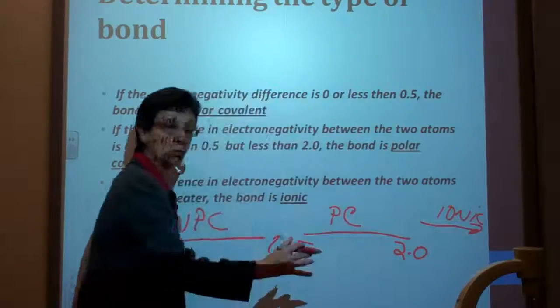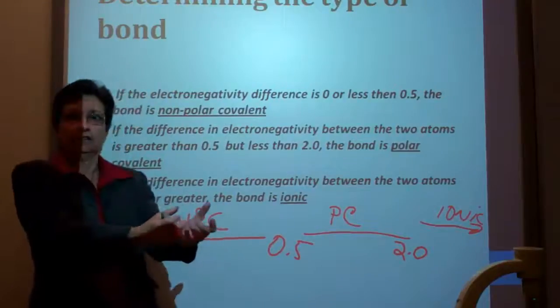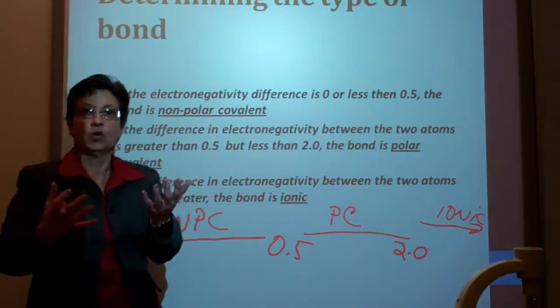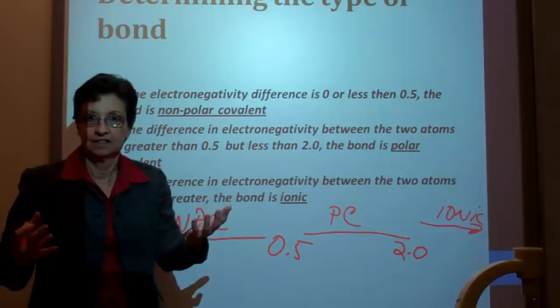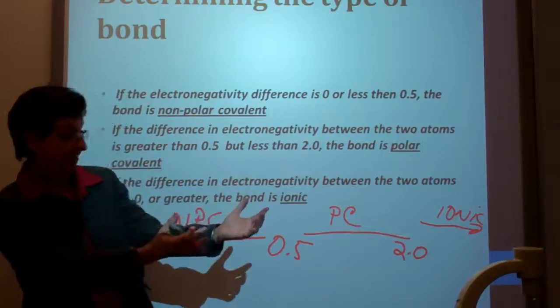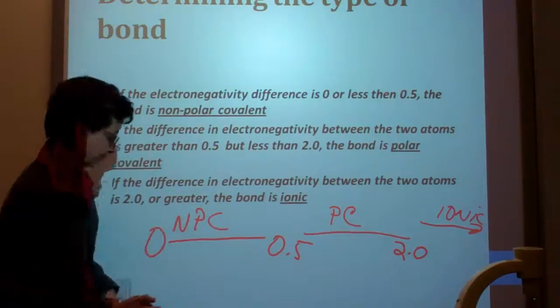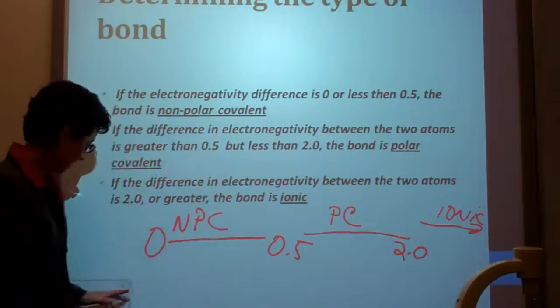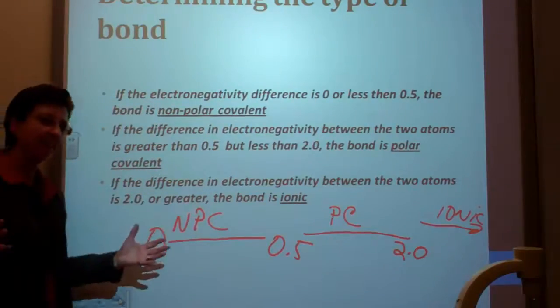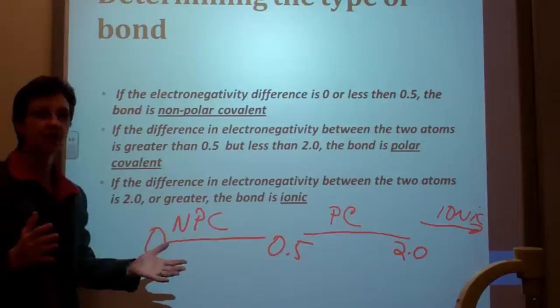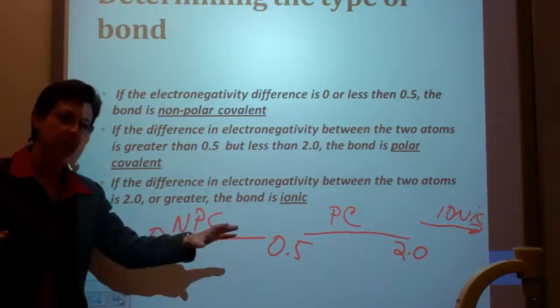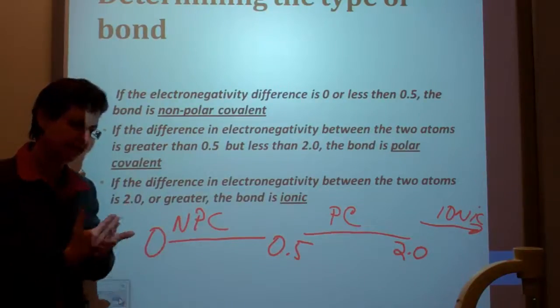So the tug of war gets so violent, it's so different that it's actually going to pull the electrons away. So they're not going to be shared. And this is a scale. It's not set in stone. It's a continuum more than a fixed number.